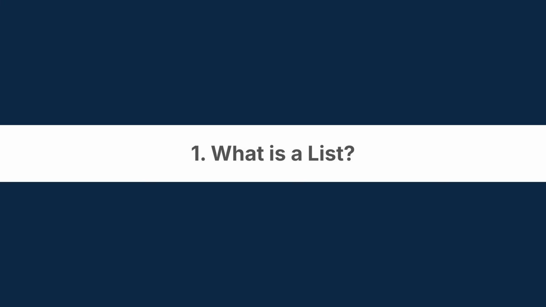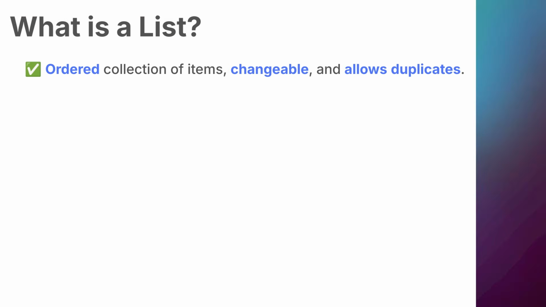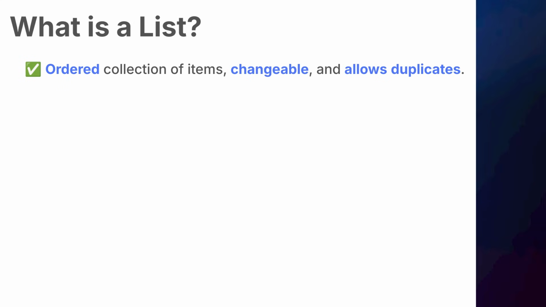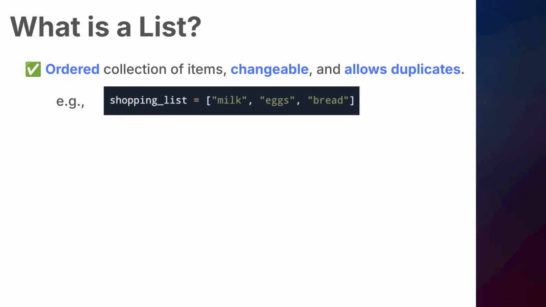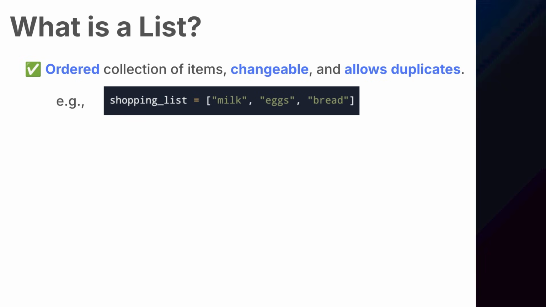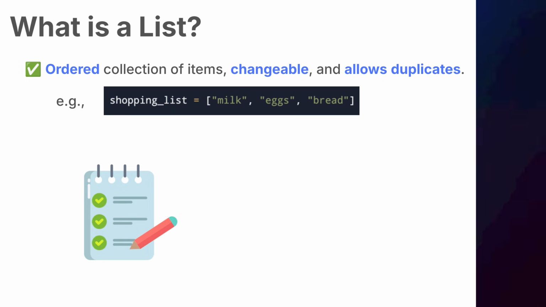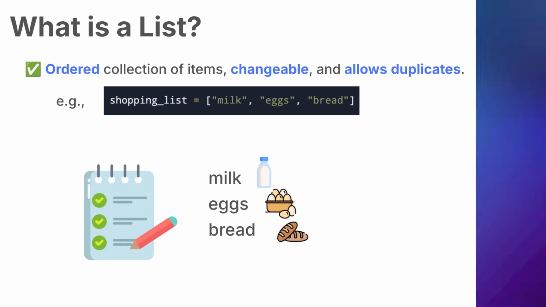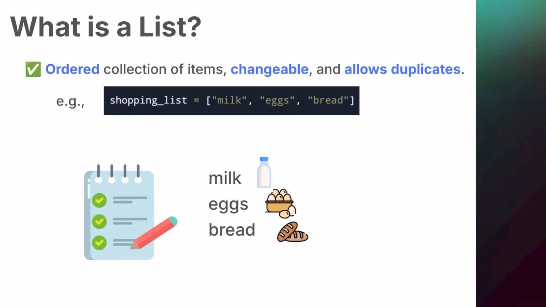1. What is a list? A list is an ordered collection of items, changeable, and allows duplicates. In Python, it looks like this. Square brackets mean it's a list. Items are separated by commas. A list is like your shopping list. You can write down items in order, like milk, eggs, bread. Later, you can add more, change one, or remove some.